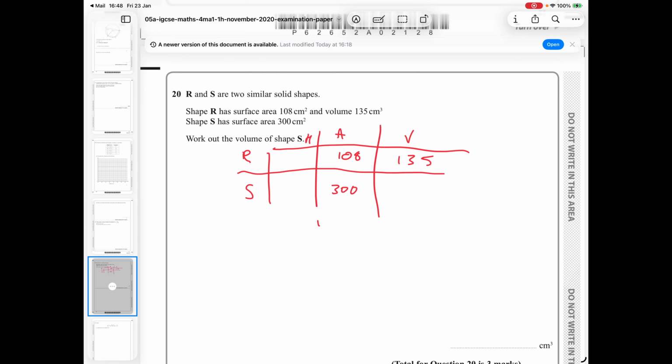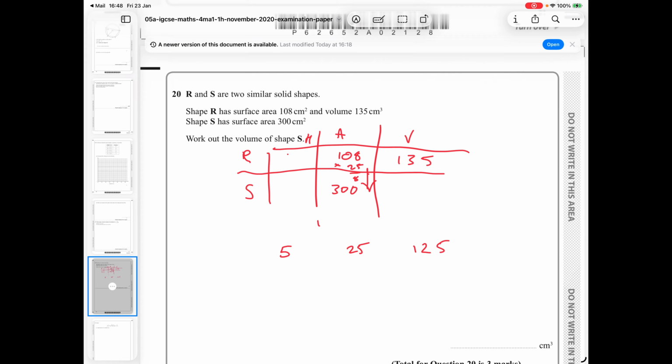So if we did 300 divided by 108, we would find what? You have to times this by 25 over 8 to get to that. Now, 25 is a square number of 5, and 125 is the cubic number of 5.